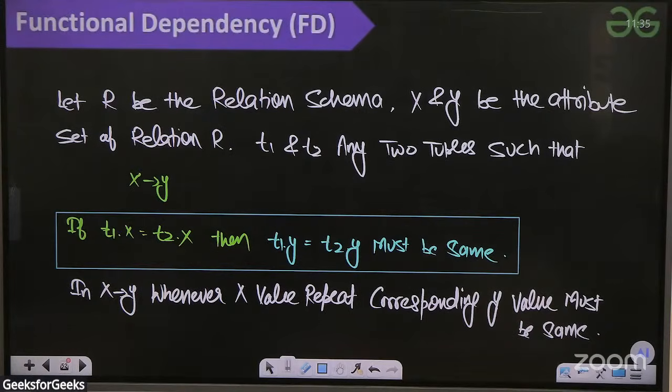Sahib, just wait. T1 and T2 are the tuples that refer to that table. Praveen. Clear, Anurag, Durga Prasad?